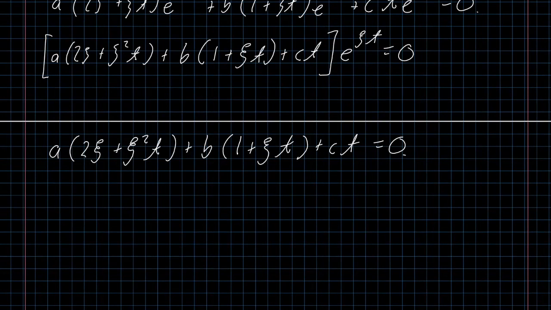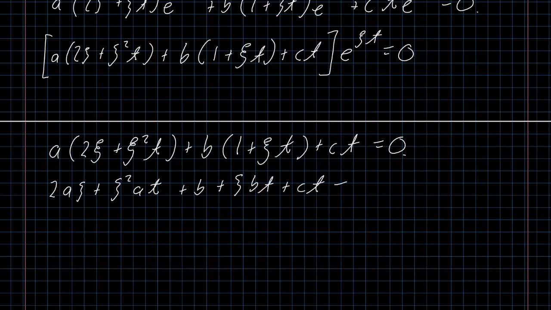Now I'm going to do some more arranging. Multiply through to get rid of the parentheses, and then regroup things. Get all of the terms that have t together in one place and all of the terms that do not have t together in another place. So we've got 2a c plus c squared a t plus b plus c bt plus ct.